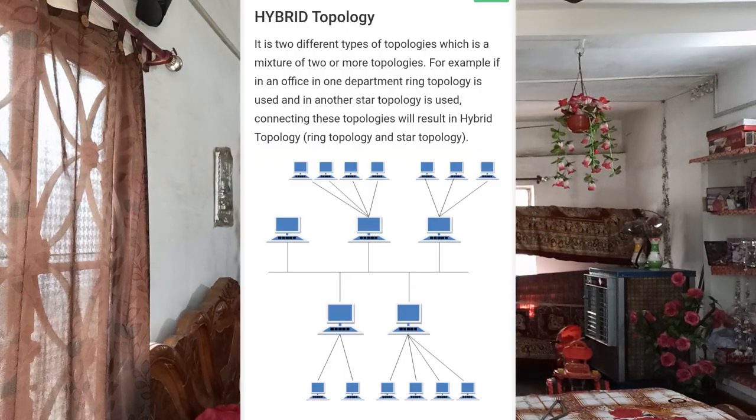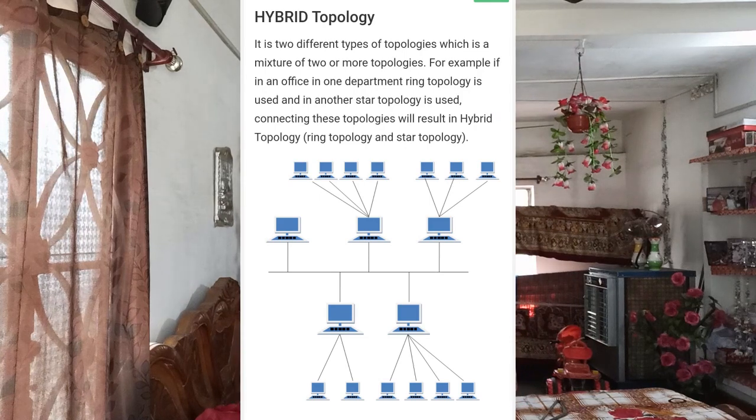Now we have to learn what is hybrid topology. It is a mixture of two or more different types of topology. That means hybrid topology is a mixture or combination of two topologies. It may be bus and star topology, ring and star topology, and many more combinations. Suppose in an office one is using ring topology and another is using star topology, and when we connect these topologies we will get the hybrid topology. In the figure you can see that there is one bus topology and there are four star topologies, and all topologies are connected with them and it will form a hybrid topology.